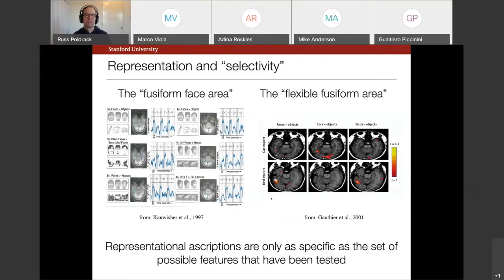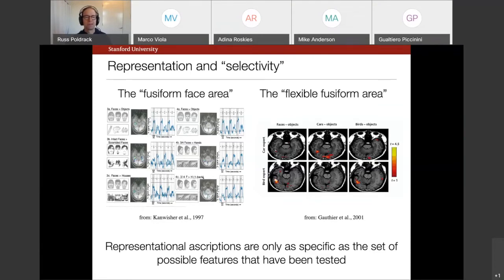So here's an example from the human neuroscience literature around what's come to be known as the fusiform face area, right? So early work by Nancy Kanwisher and colleagues showed basically that this region in the fusiform gyrus is more active for faces than for many other different types of stimuli: scrambled faces, houses, hands, various objects, and so on.